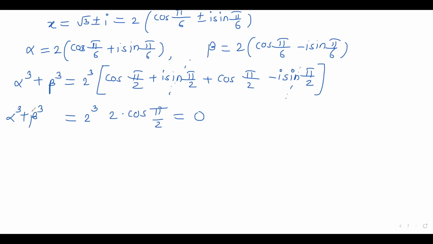Right? Similarly, if someone asks you to find alpha cube minus beta cube, then in that case again you have to subtract these two. 2 raised to 3 comes outside the bracket. Here there will be cos pi by 2 plus i sin pi by 2 minus cos of pi by 2 plus i sin pi by 2. So in this case cos pi by 2 cancels and what do you get? 2i sin pi by 2. 2 raised to 3 into 2i sin pi by 2. Sin pi by 2 is 1. 2 into 2i, 2 raised to 3 into 2i. So that will be 2 raised to 4 into i.